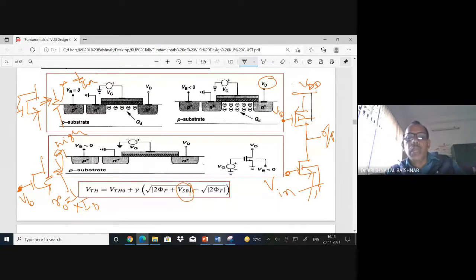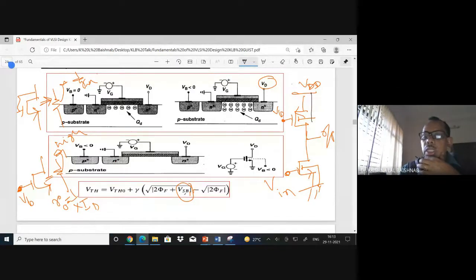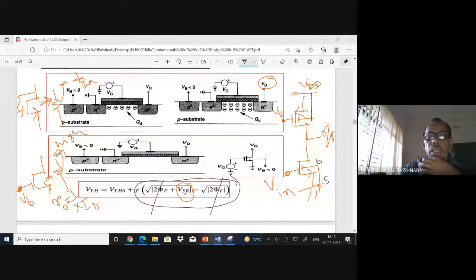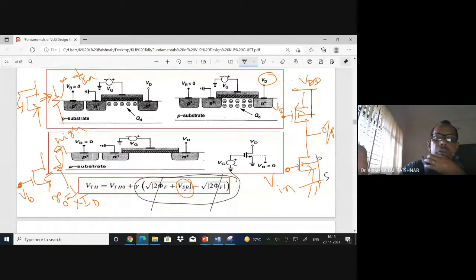So now that's the body bias I'm talking about. This expression says VSB = 0, source and body. This is my source, this is my body. It should be 0, then this part completely vanishes. This and this cancel out. Then we have a simple expression. So no body effect. These things you should remember, please.